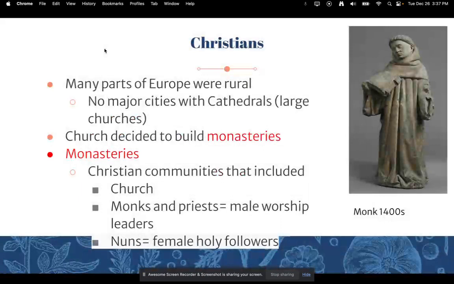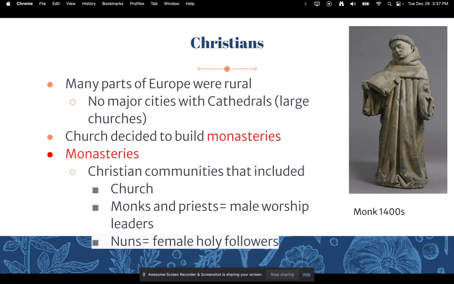So many parts of Europe were rural. There were no major cities with cathedrals, which are like large churches. If you think of major cities in Europe today, like London, that was nothing more than a medium-sized village at this time. It was not a bustling city like we imagine today. So again, most of Europe was rural.